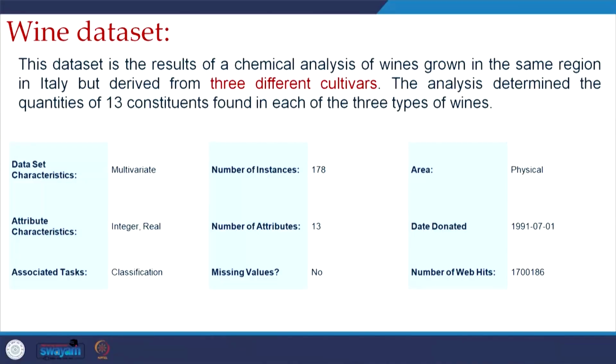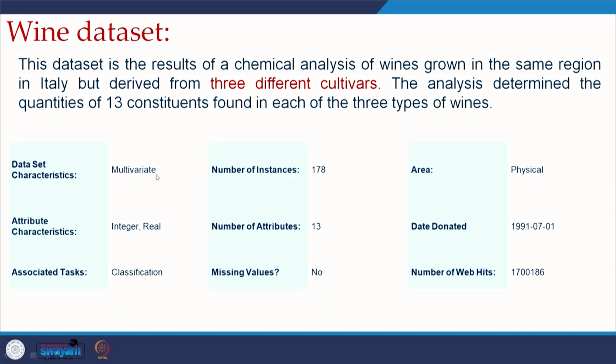Okay, for another example we will take a benchmark data set, a very famous classification problem data set called the wine data set. This data set is the result of a chemical analysis of wines grown in the same region of Italy, but derived from 3 different cultivars. The analysis determined the quantity of 13 features or attributes found in each of the 3 types of wine. So, we have 13 different parameters on which these wines were tested, and the wines are coming from 3 different classes.